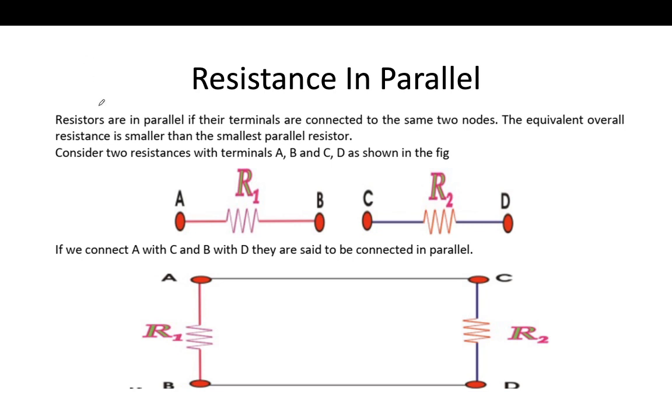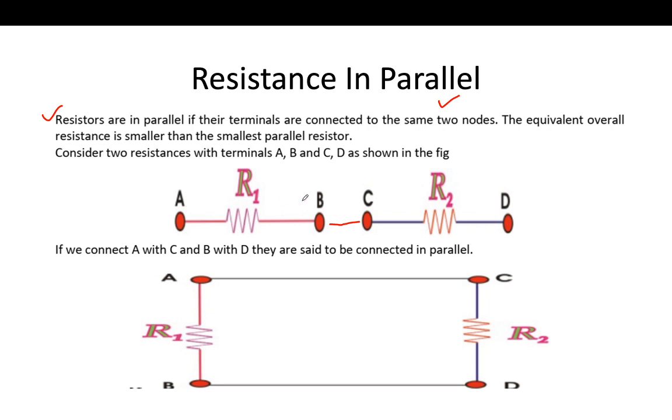Now, if you understand this line, resistors are in parallel if their terminals are connected to the same node. What do you mean by same node? You remember in series, we just add the ending point of one resistor with the starting point of another resistor. But in parallel, it is said that resistors are in parallel if the terminals are connected to the same nodes.